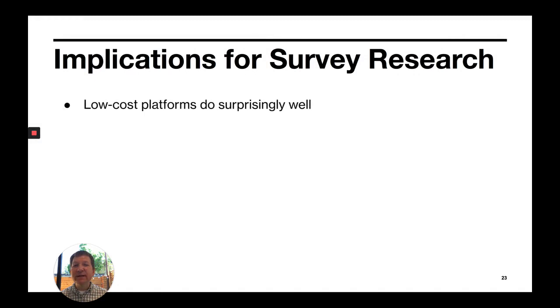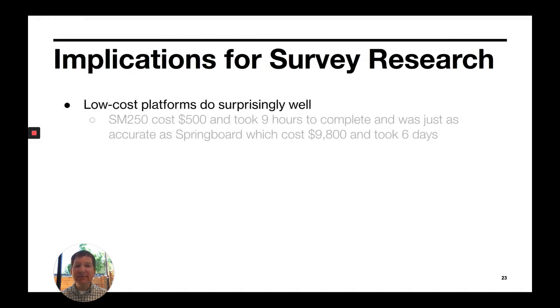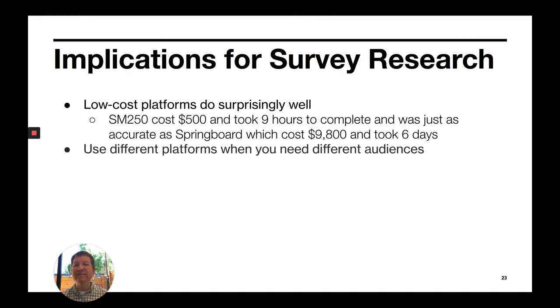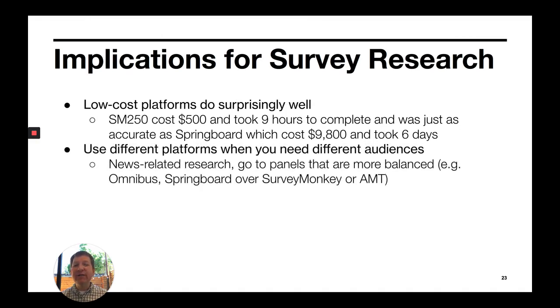So what are the implications of this? The low-cost platforms do surprisingly well. For $500 on SurveyMonkey with 250 respondents, in 9 hours, we got data that was just as good as panels that were almost $10,000. We should use different platforms when you need different audiences. So if you're doing news research, you want to get a panel that's better represented in terms of political opinion than some of the other platforms.